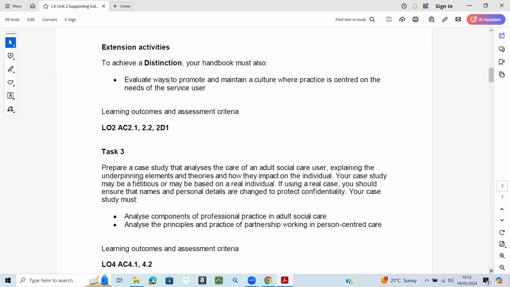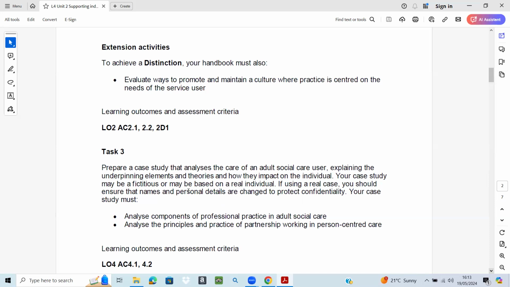Then we have task 3. In task 3, prepare a case study. We need to prepare a case study that analyzes the care of an individual, an adult social care user, and explains the underpinning elements and theories and how they impact on the individual. So look, elements and theories. Again, these two are plural, so it should be more than one. So we need to discuss the elements and theories.